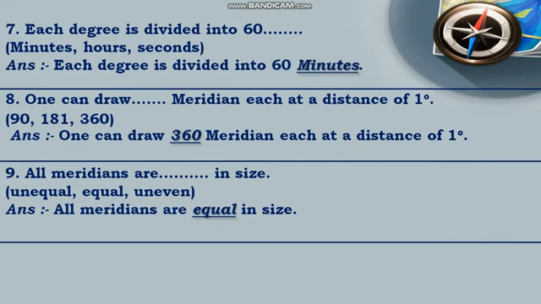9th, all meridians are dash in size: unequal, equal, uneven. Answer, all meridians are equal in size.